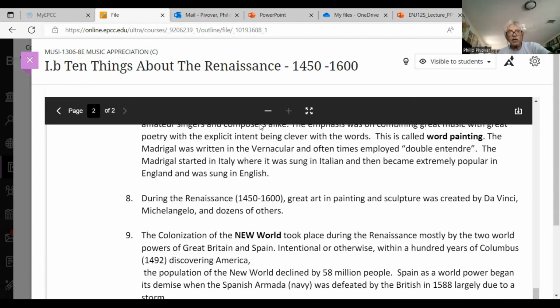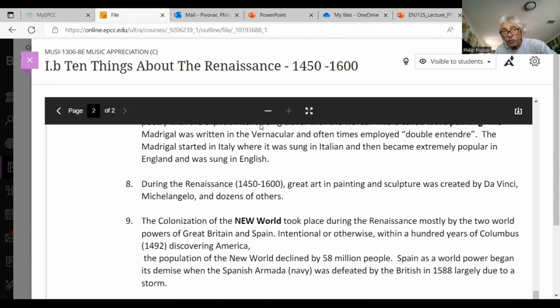During the Renaissance, there was great painting, and sculpture was created by Da Vinci, Michelangelo, and dozens of others. What a wonderful period of time. And if you ever have a chance to see an exhibit of Italian or Renaissance painting, which we have at the Museum of Art and the old museum on Montana Street downtown, it's a really cool collection right here in El Paso.